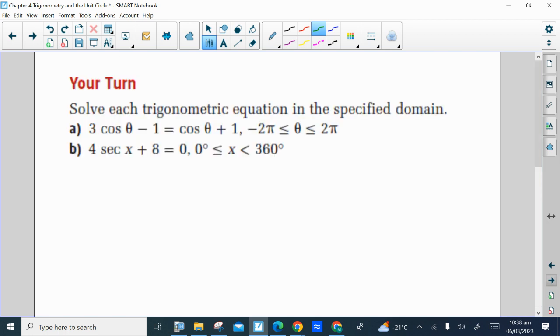Oops. Sorry, got some more to do. Getting ahead of myself. So again, you want to solve each in the specified domain. Now it's not asking for general solutions anymore, but you need to pay attention to the domain. Not only does it tell you whether you're in radians or degrees, but also which quadrants you're looking at. For this next one, you're between negative 2 pi and positive 2 pi, and they both could be included. So that tells us we're in radians.